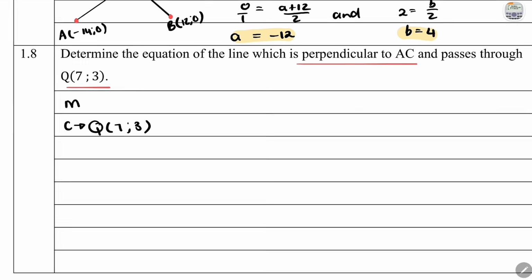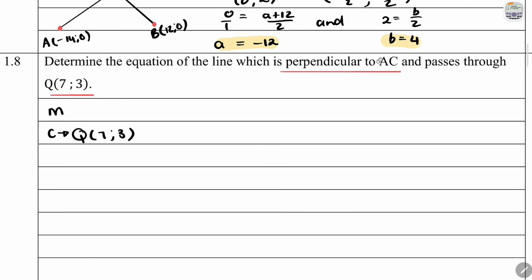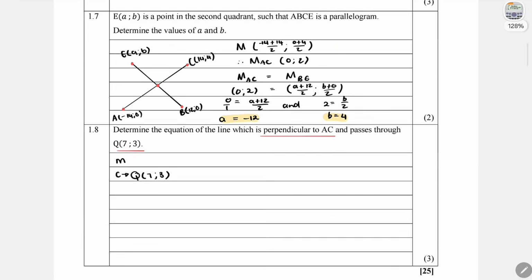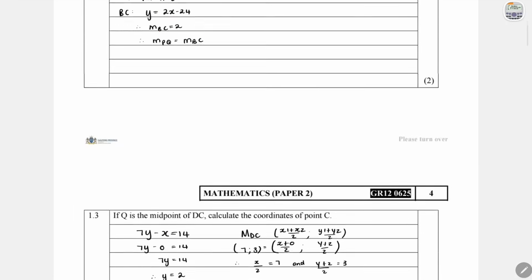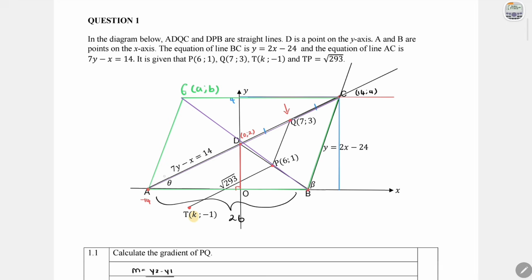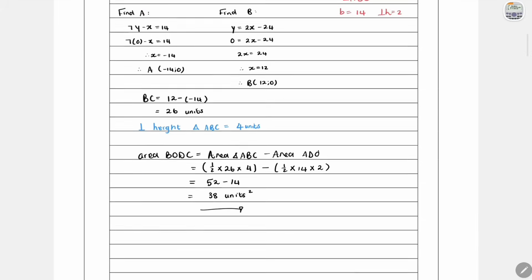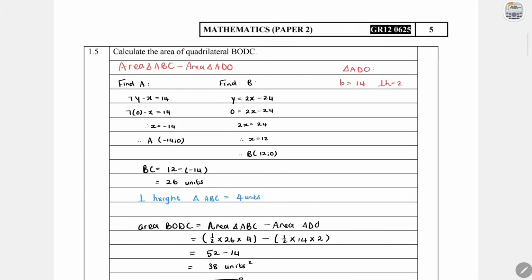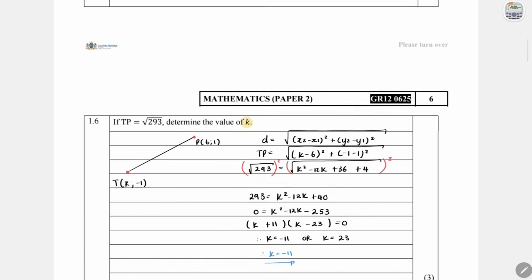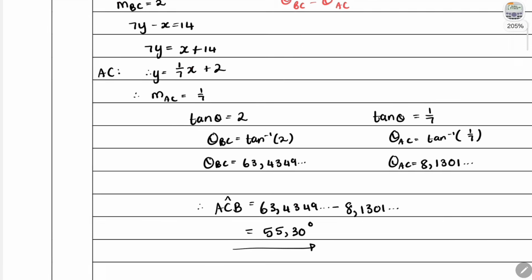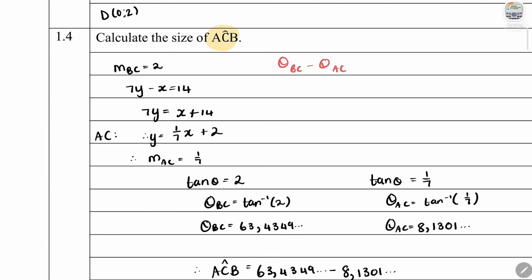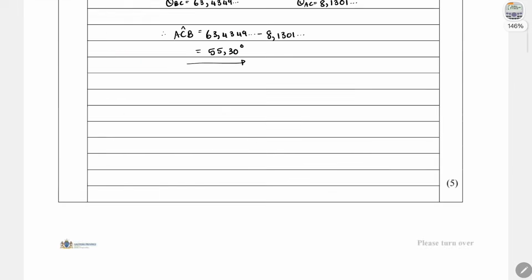And to find the gradient, they told us that it is perpendicular to AC. So what was the gradient of AC that we had? AC is this line, and here is the equation. We got the gradient at some points when expanding it so that we could just find that y-intercept. Let me just see where that was. Okay, so yeah, we already found that gradient. Okay, so it is 1 over 7.